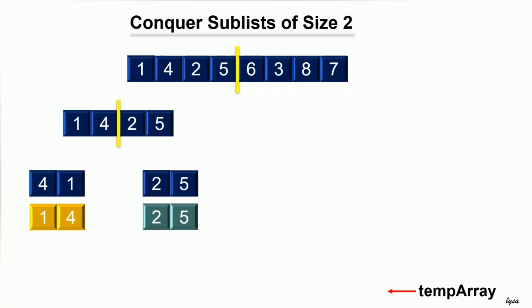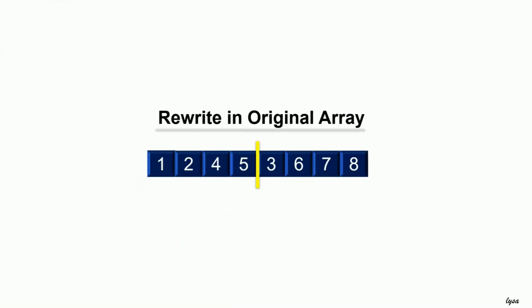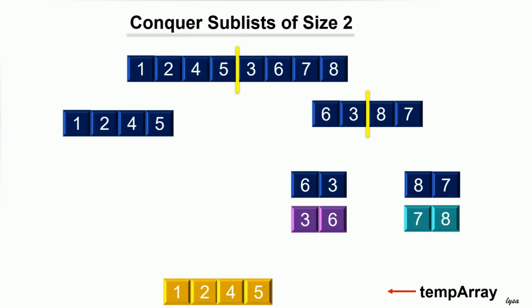To merge sublists of size 2, we have two sublists of size 4 which are already sorted. Now we have to again combine them and make them into a list of size 8. So we have 3, 6 and 7, 8. I compare 3 and 7 and I write 3. I compare 6 and 7. I write it as 6. There is no element to compare in the first sublist, so I write 7 and I write 8.